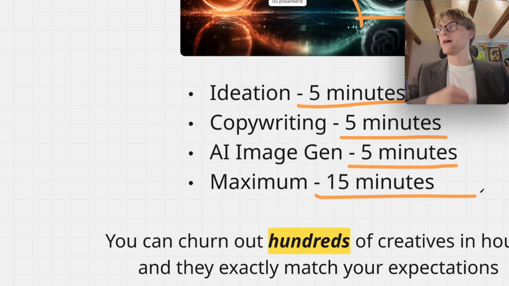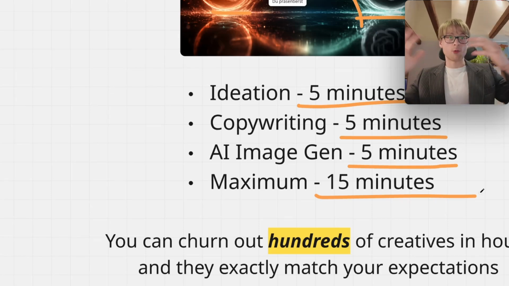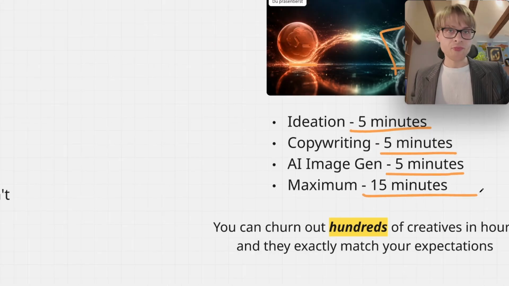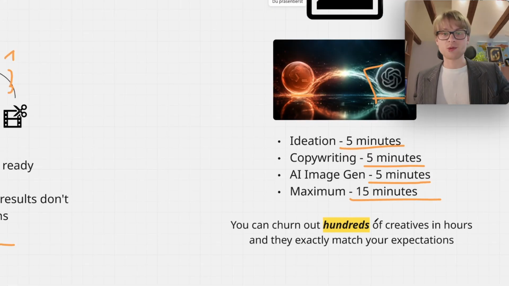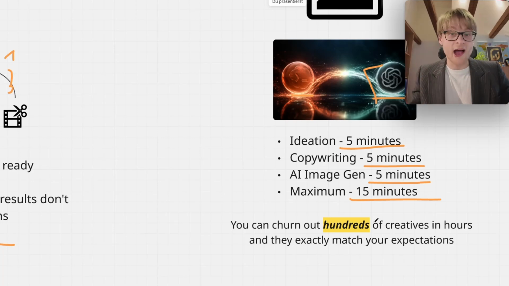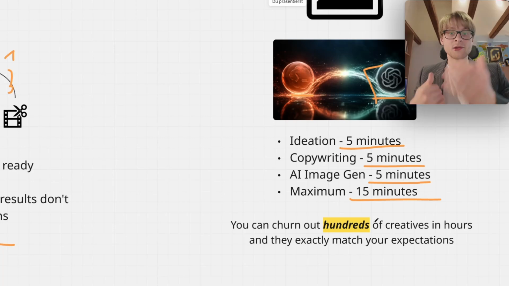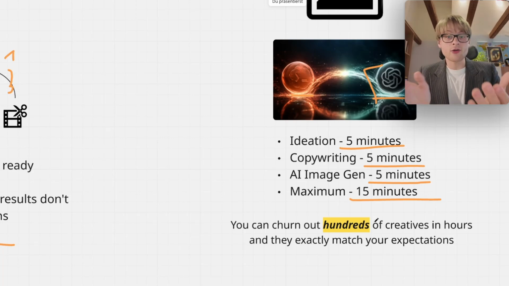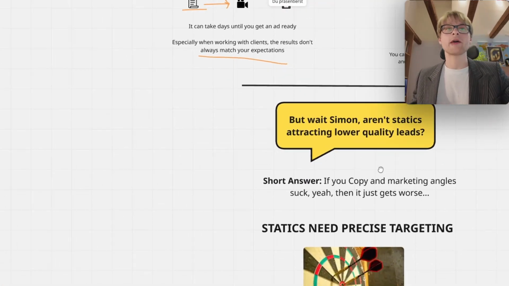If you really need to start with this right now, you don't have a winning angle, you don't have a winning messaging, you want to get really, really creative. And you can literally churn out hundreds of creatives in hours, and they exactly match your expectations, because with AI you can right now do this entirely. I don't know what all these thumbnail designers or whoever are still doing, because they are no longer needed. I don't know who still needs a designer when he has AI and he can have two AI tools talk to each other. Let Claude give the perfect prompt to GPT, but that's another topic.